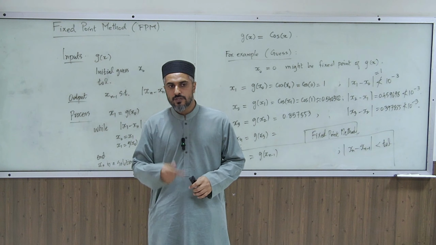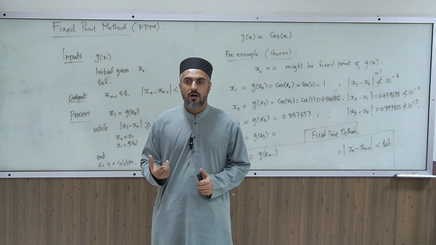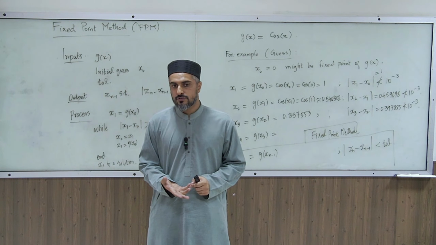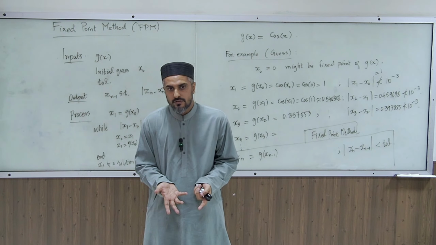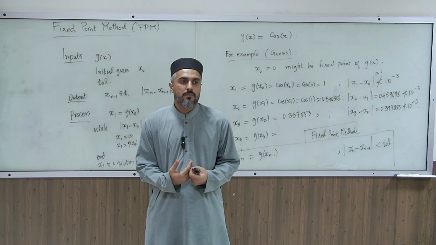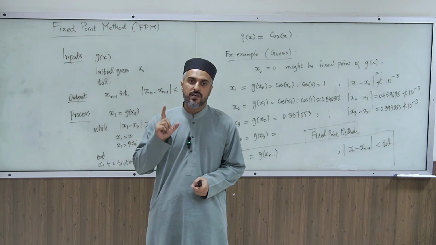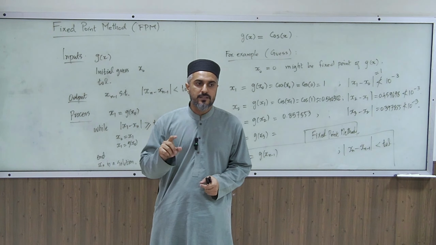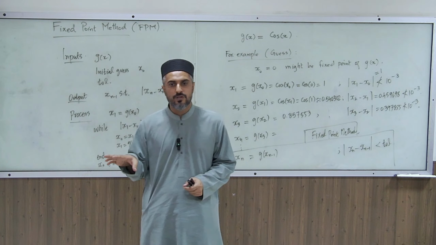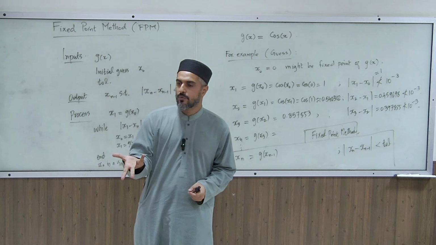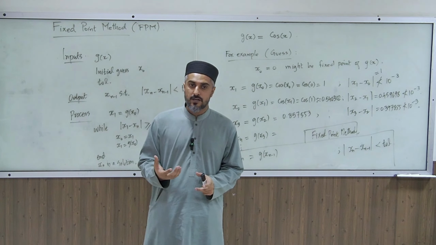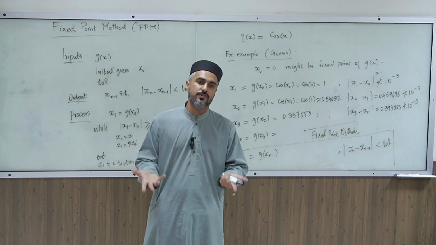In the coming lecture, we'll see what the drawbacks of the fixed point method are. Can it also diverge? And what will be a good choice of g of x? When we started the fixed point method, I wrote certain choices g1, g2, g3 for the same equation. So what will be a good choice of g of x that will make us sure that we'll get to the solution?